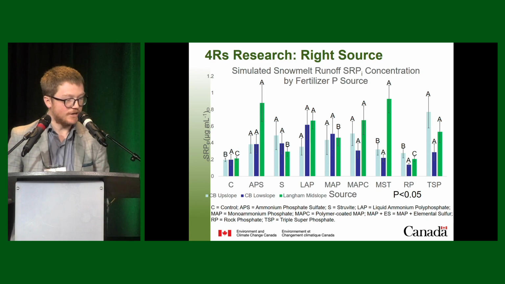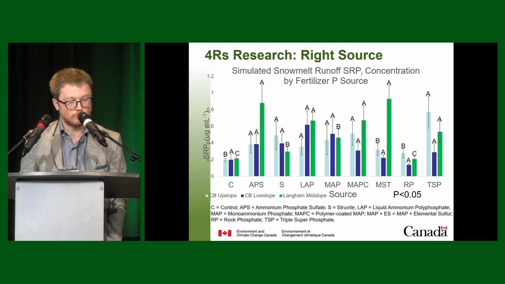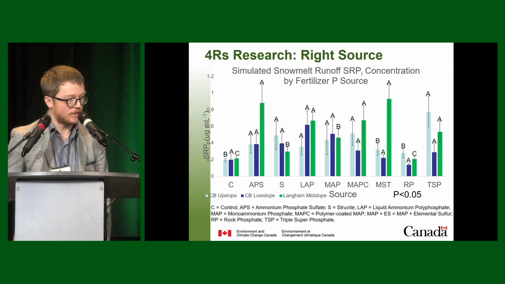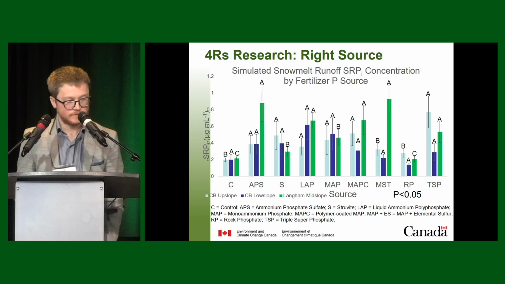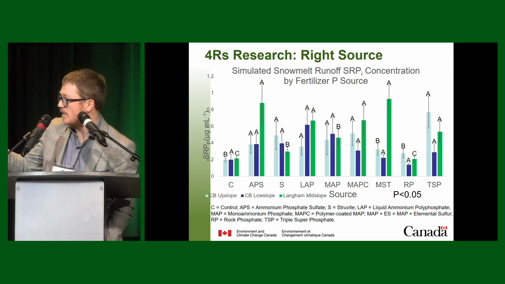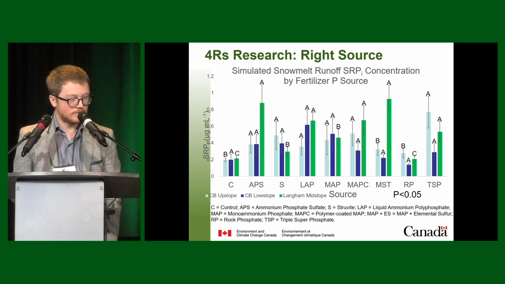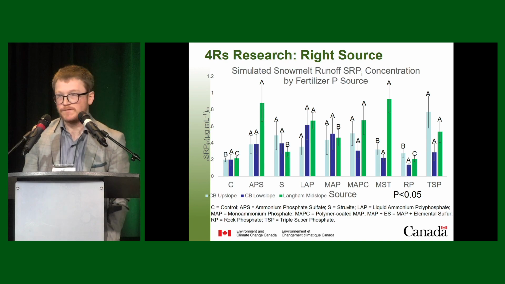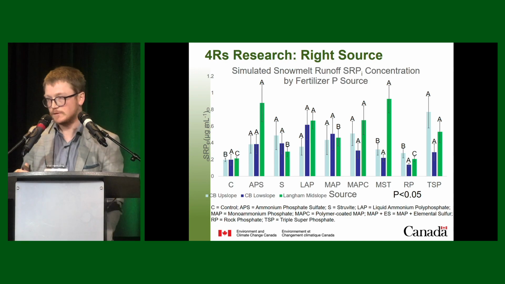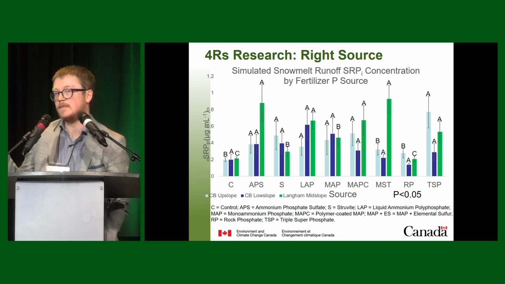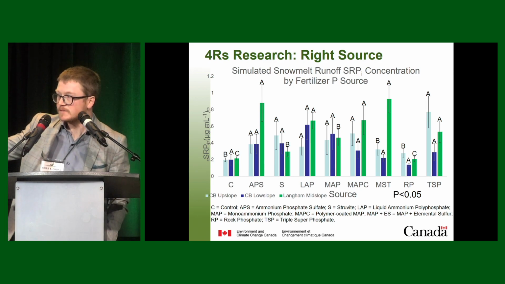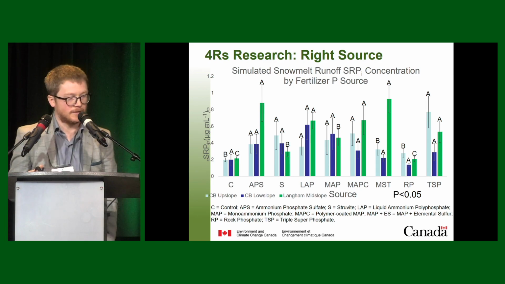And what we're seeing here is simulated snowmelt runoff, soluble reactive inorganic P, according to different fertilizer sources. I've defined them at the bottom of the figure there, but you can see the acronyms across the bottom for 3 different field sites that are a part of my research, and they're each situated on different landscape positions. So an upslope position, a mid-slope, and a low slope.